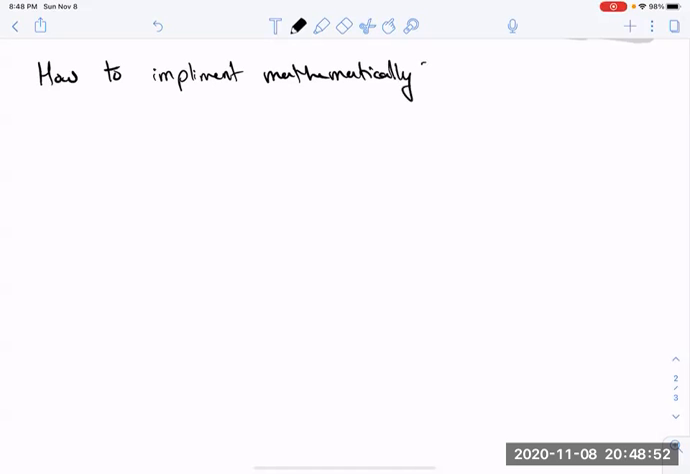Okay, so we sketched this a little bit right at the end of the last lecture, and let's talk about how to implement this idea in math. We're going to warm up by considering the Ising model in one dimension with no applied field.